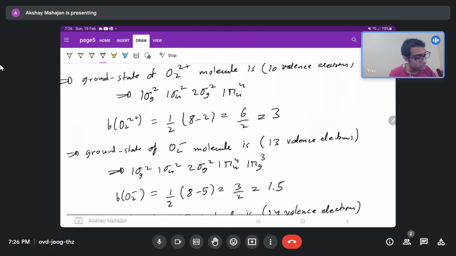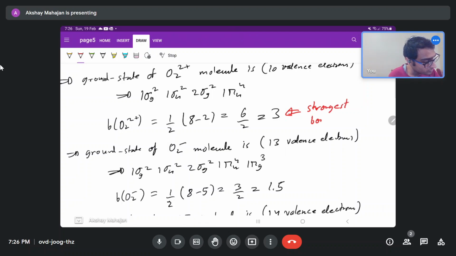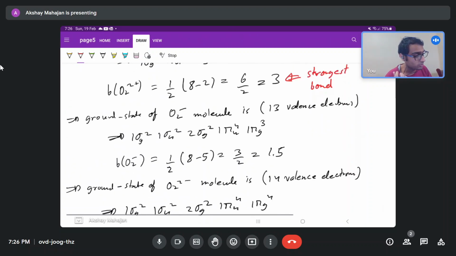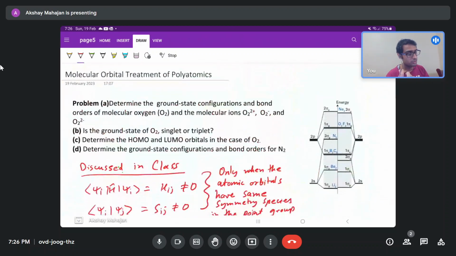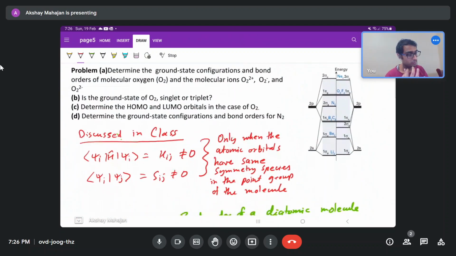Okay, so from here we can see that O2 plus is the strongest bond. This is the strongest bond because bond order varies with the strength. You can understand that from the positive charge as well, because in the cation the bond length will be less, and from bond order as well we are getting that this is the strongest bond. This is our first question, and using this idea that we discussed in the class, we can find the electronic configurations of how the electrons will go into these molecular orbitals of oxygen.